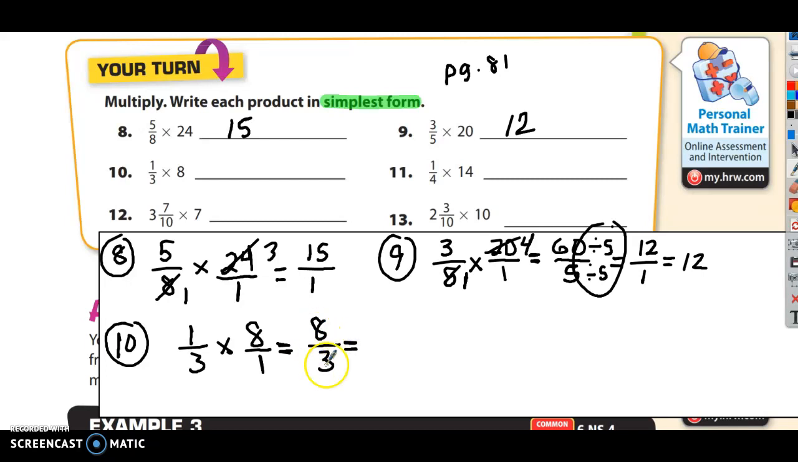And 8 over 3 is an improper fraction, so I'm going to rewrite that as a mixed number. 8 divided by 3 is 2, with 2 left over. 2 and 2/3. That's the answer to this one.